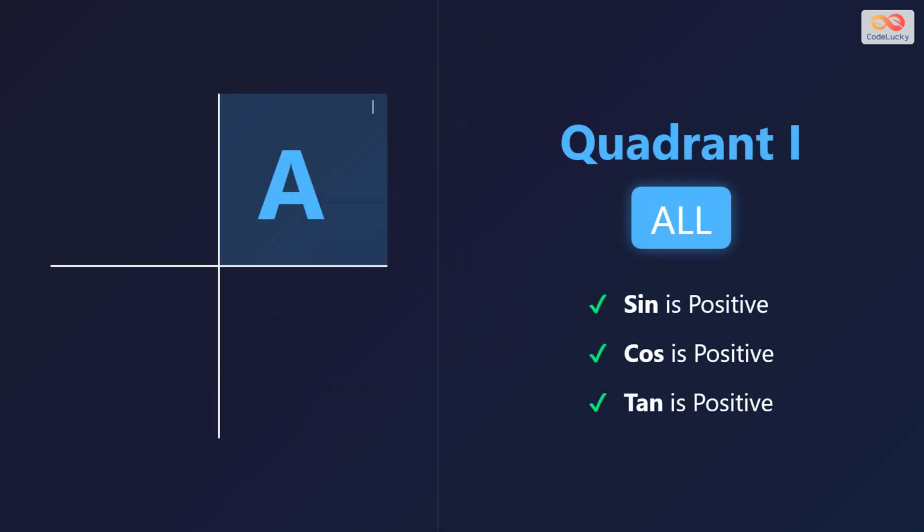Let's start with Quadrant I. The word is all. This means that all trigonometric functions, sine, cosine, and tangent, are positive here. If your angle is between 0 and 90 degrees, everything is positive.